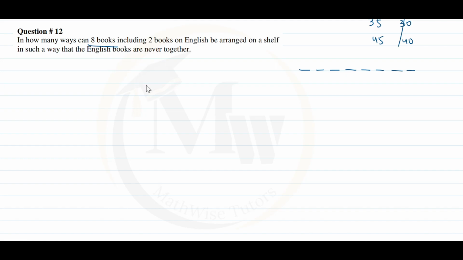So first of all, let's check how many ways there are to arrange these 8 books without thinking about the English books. The number of permutations for 8 books would be 8P8, which is equal to 40,320. So this is the total permutation for the 8 books.